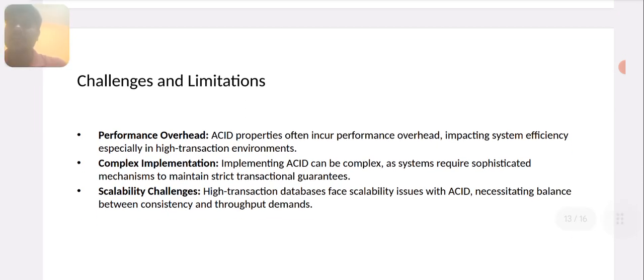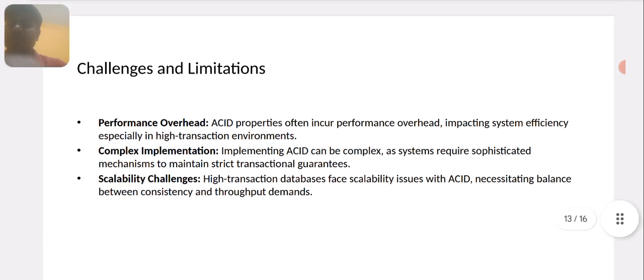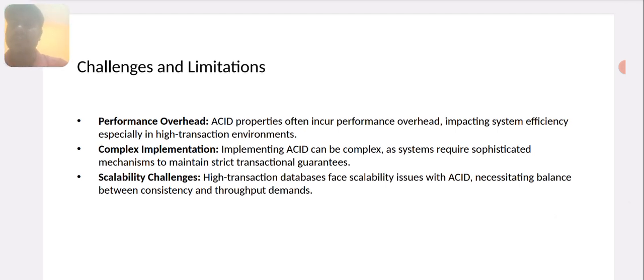Some of the challenges and limitations are performance overhead, complex implementation and scalability challenges. Performance overhead impacts efficiency, especially in high transaction environments. Complex implementation: the system requires sophisticated mechanisms to maintain strict transactional guarantees. Scalability challenges: in high transaction databases, scalability issues with ACID necessitate a balance between consistency and throughput demands.